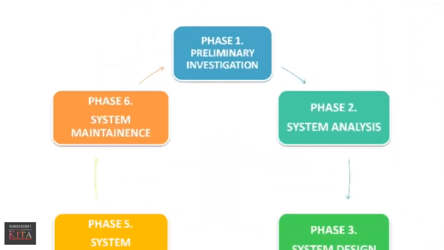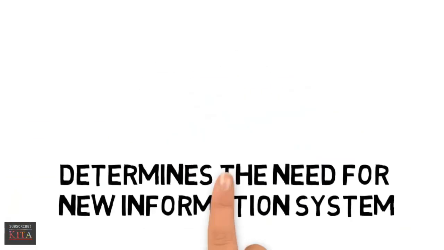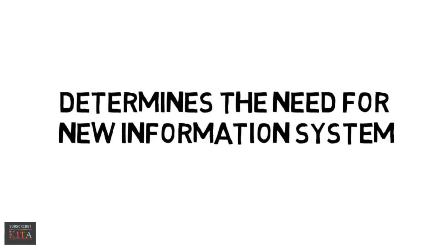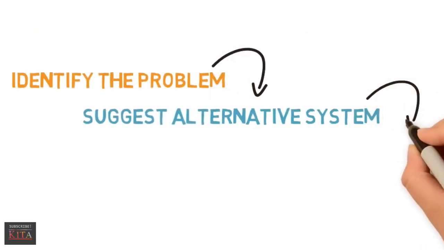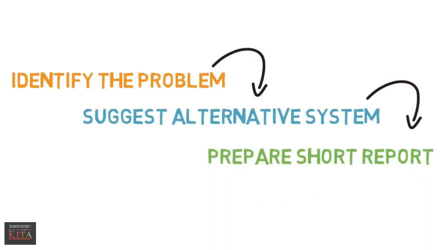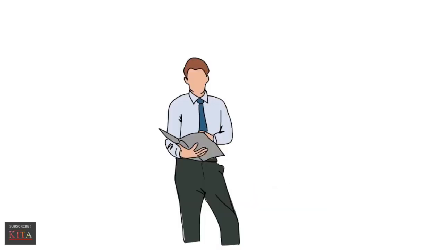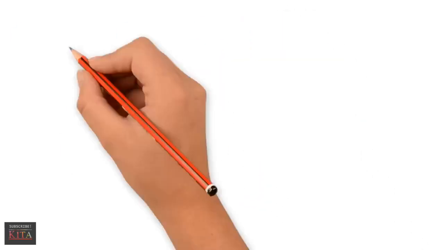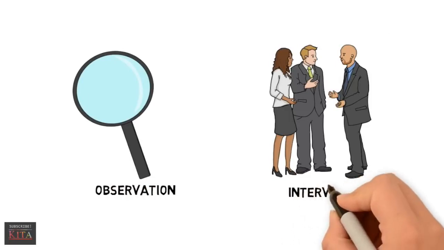The first phase of the system life cycle is called preliminary investigation. This phase determines the need for a new information system. There are 3 main tasks in this phase, which are problem identification, suggesting alternative system, and preparing a short report. Defining a problem means examining whatever current information system is in use. Determining what information is needed, by whom, and why, is accomplished by interviewing and making observations.